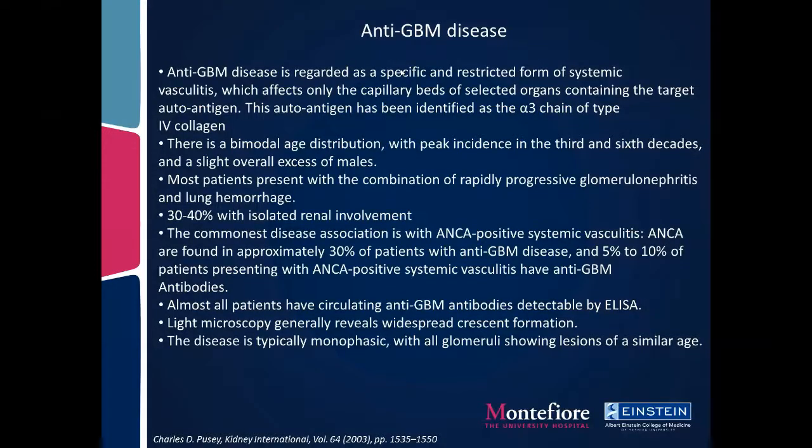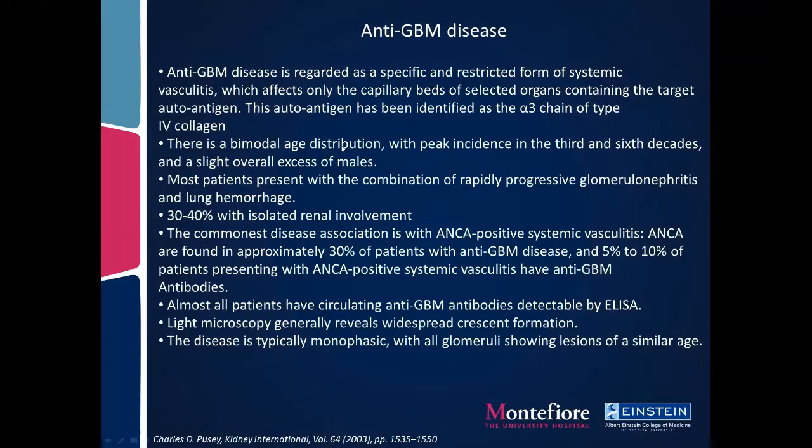So anti-GBM disease is regarded as a specific and restricted form of systemic vasculitis. The interesting thing about it is that it affects only specific organs that contain the autoantigen in the capillary beds. This autoantigen is the alpha-3 chain of type 4 collagen, and this is found predominantly in the lungs and in the kidneys, and that is why anti-GBM disease is mainly a pulmonary-renal kind of manifestation.